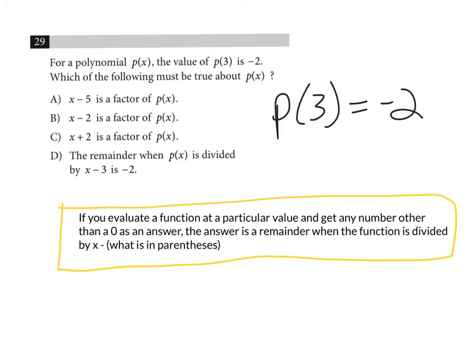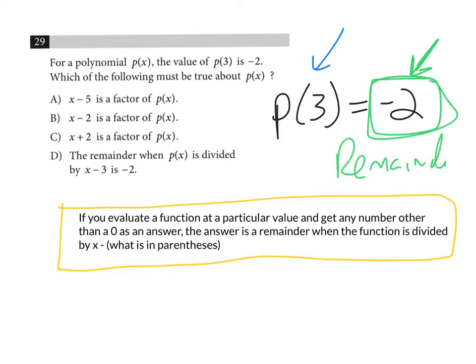If you evaluate a function at a particular value, here we're evaluating the function at 3, p of 3, and get any number other than 0 as an answer, see how we got negative 2 as an answer, then this negative 2 is going to be the remainder when the function is divided by basically this number here.